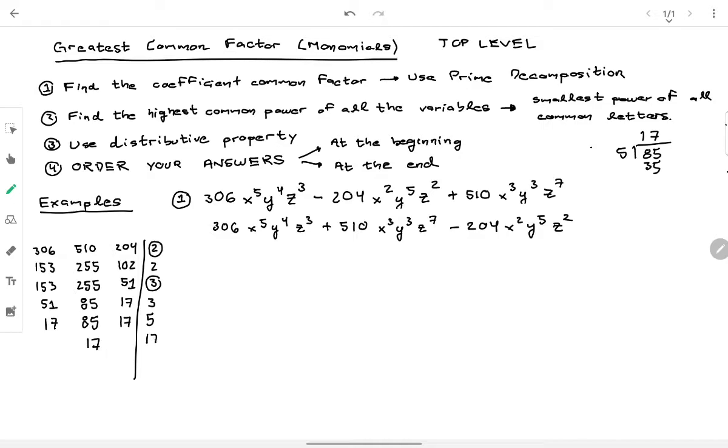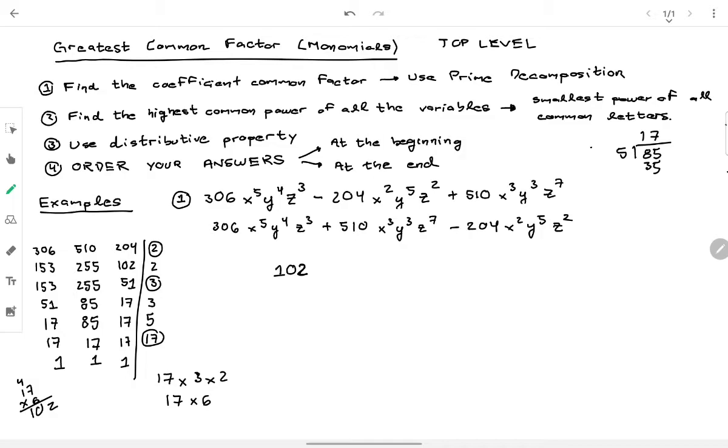And finally, we can divide every term by 17. So here, the coefficient common factor will be 17 times 3 times 2. That's going to be 17 times 6. So if we multiply 17 times 6, it will be 102. So here it's going to be 102. Then we need to look for the letters.